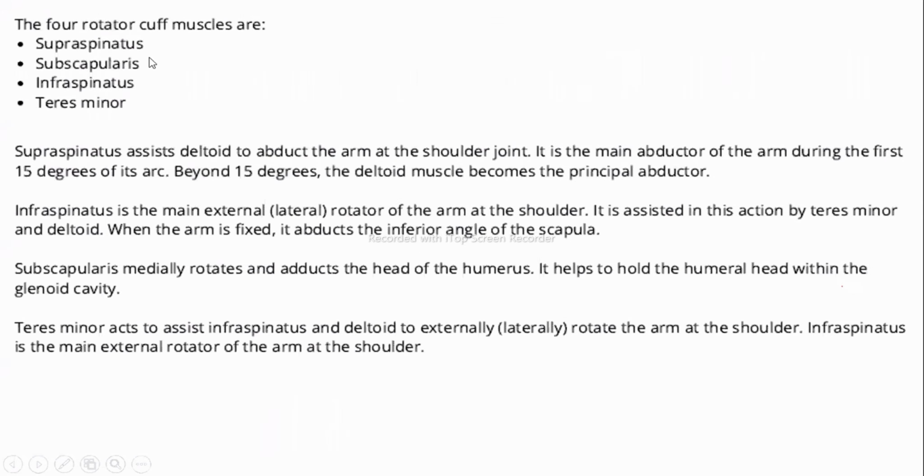So the 4 rotator cuff muscles are supraspinatus, subscapularis, infraspinatus, and teres minor. Infra and the teres minor always join together as one muscle. Supraspinatus assists the deltoid to abduct the arm at the shoulder joint, the main abductor during the first 15 degrees. After 15 degrees, the deltoid becomes the principal abductor. Infraspinatus, as we said, is the external or lateral rotator. So lateral means external, medial means internal. Okay?